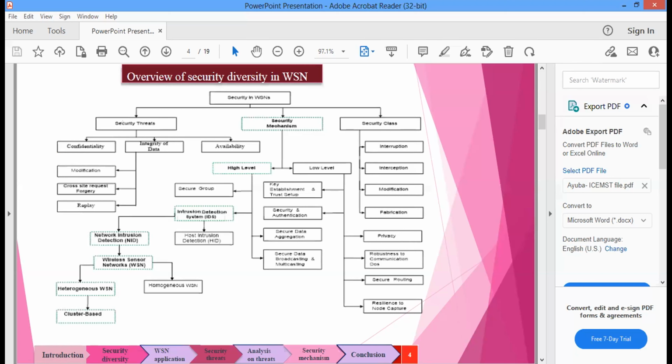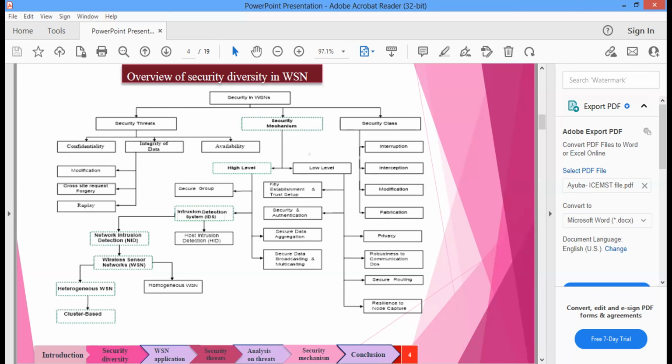Security threats in a wireless sensor network employ the security classes in order to cause attacks on the confidentiality, integrity of the data, and availability of the network. Well, in the case of the security mechanism, it is there to protect the network confidentiality, integrity of the data, and availability of the network. The main focus of this work is on the security mechanism.